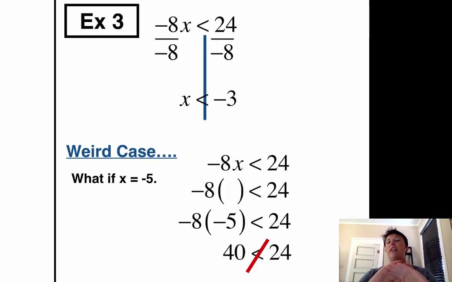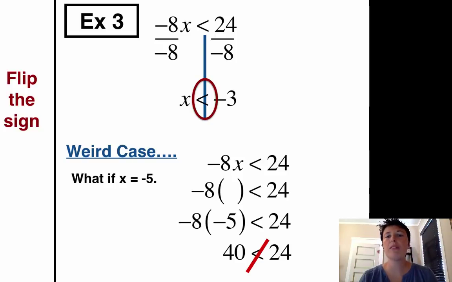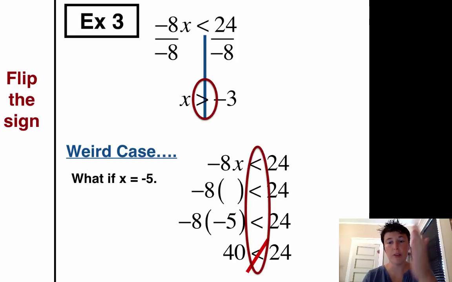If we had not checked our answer, if we had just stopped earlier and said, hey, x is less than -3, we're done, our answer's incorrect. It doesn't work. And the reason for that is because we divided by this -8, which I'm going to explain in a minute. But watch this. If I was to flip the symbol and make it x is greater than -3, that would flip all of these signs. All the ones in my check would flip the other way. And now 40 is greater than 24, and now it's a true statement.